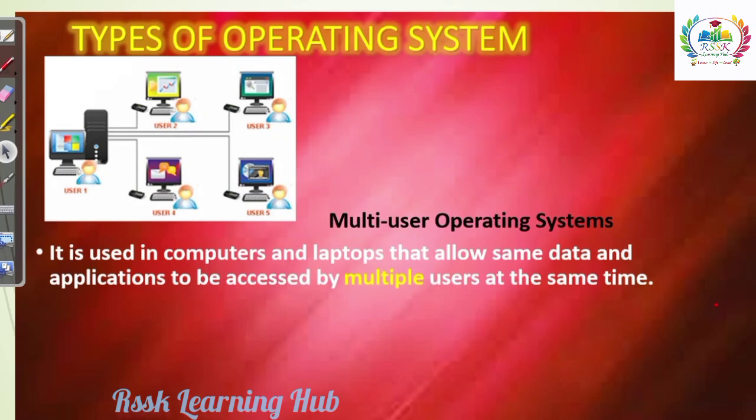So in types of OS, we saw what a single user OS is as well as a multi-user OS. Similarly, software is classified into two types. What are those? One is system software, another is application software, right?